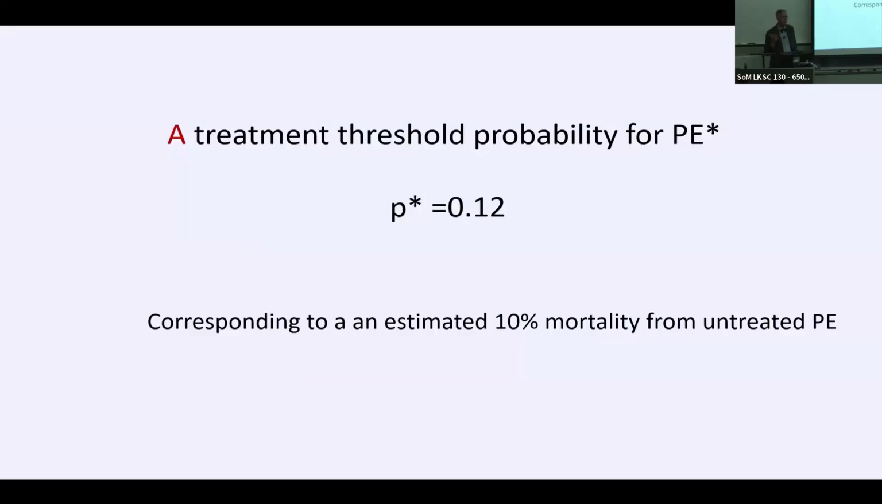So for the purpose of the example that I'm going to describe now, I picked a 10% mortality for untreated PE. So that's 3 times the mortality of treated PE. And I don't know whether you think that's too low or too high, but this is not the time for us to talk about that. And that gives us a treatment threshold probability of 12%. And I'm going to use percent to represent probability, which some people would be cross about, but hopefully nobody here.